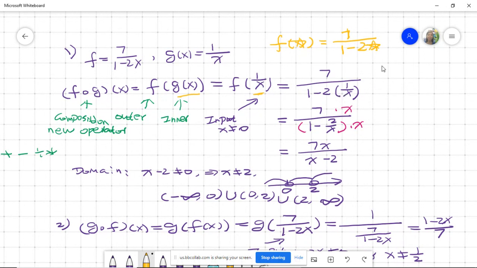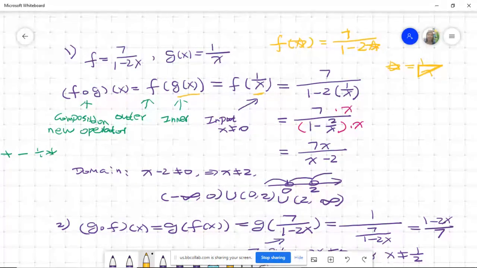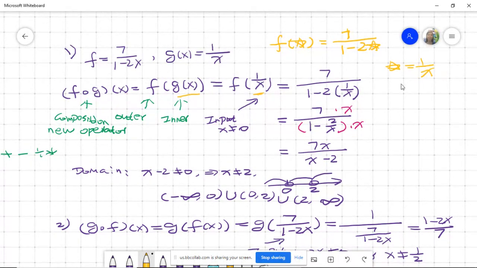You can think of my star this time as a kind of substitution. My star here is 1 over x. All right, so now we have to simplify this one. We don't want to have a fraction and then another fraction here, so we have to simplify.